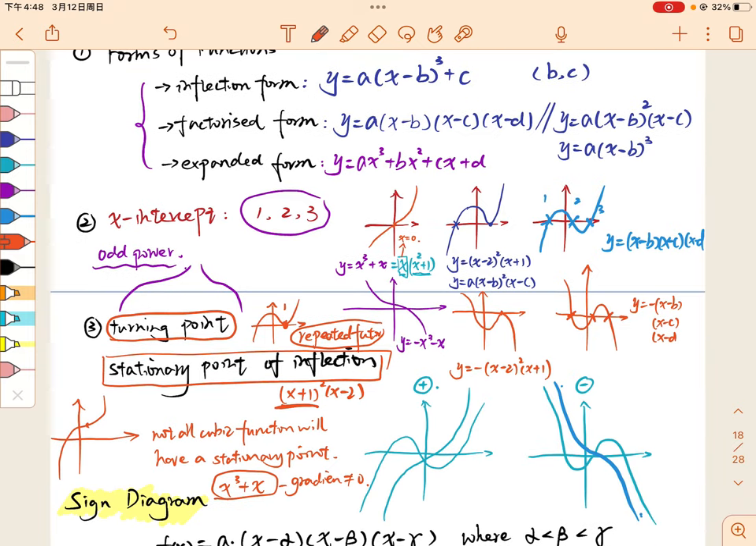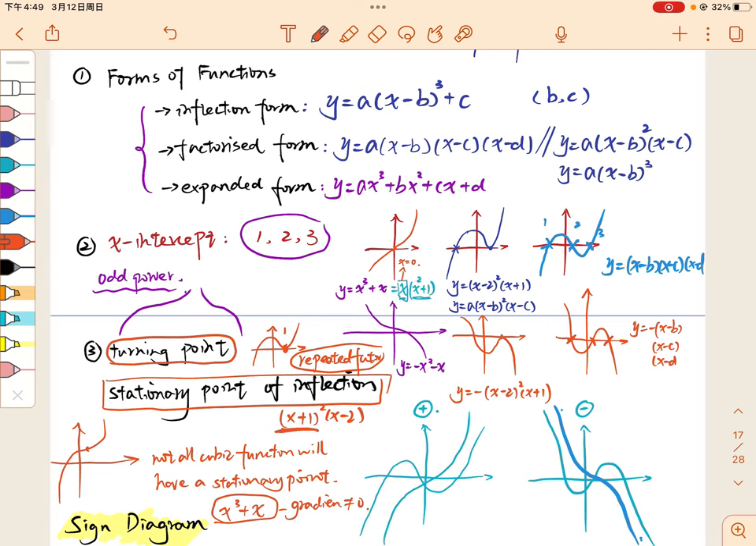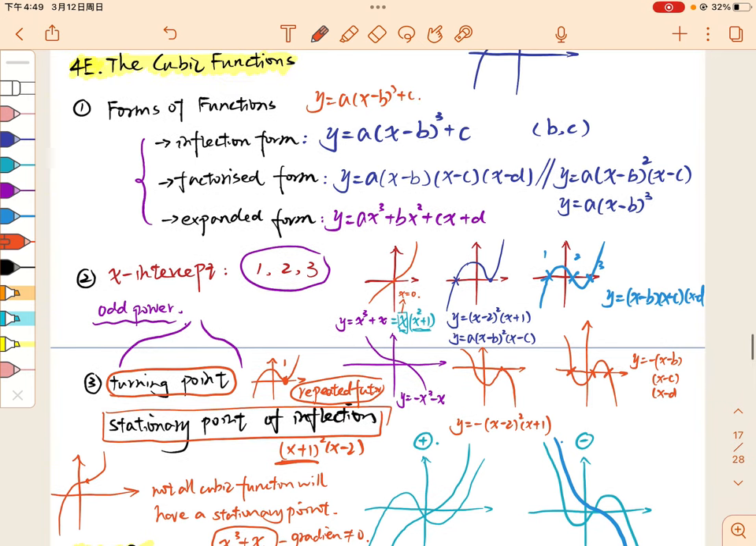So there might be some functions that cannot be turned into inflection form, y equals a(x minus b) cubed plus c. For example, y equals x cubed plus x, you can't turn this function into this form, and there's no point of inflection for this function. Alright, I paused for a little bit so you can take some notes.